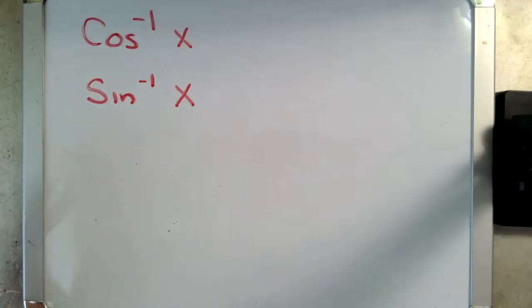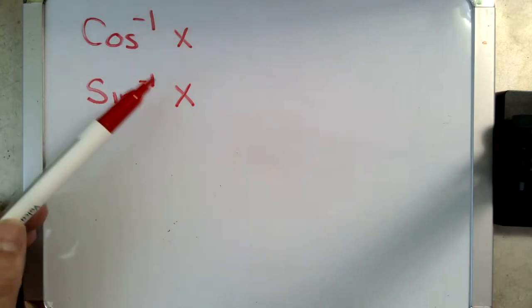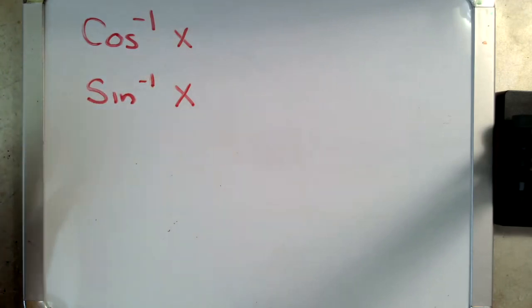Hello. Today we're going to begin to take a look at inverse sine and cosine functions. Let's go. So the first thing to know is how it's written. So this right here, this -1, this is indicating inverse.